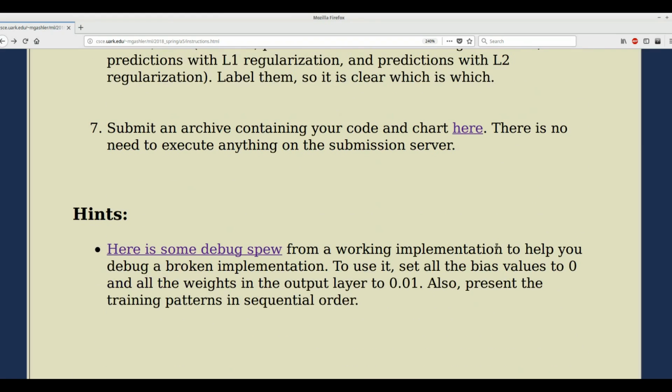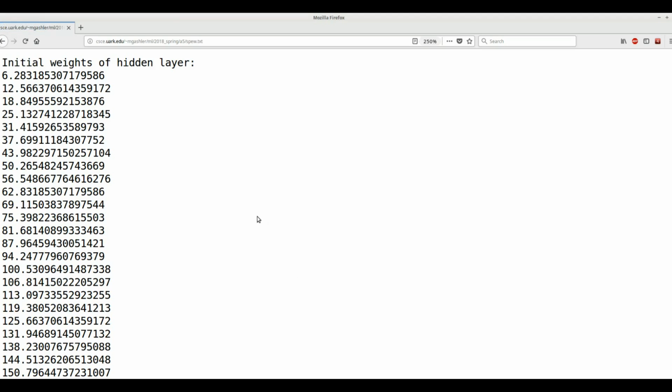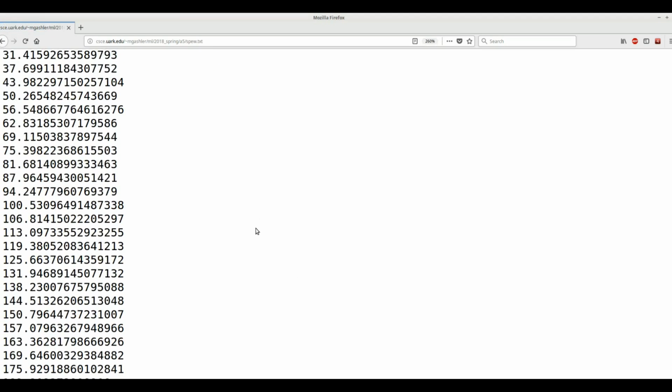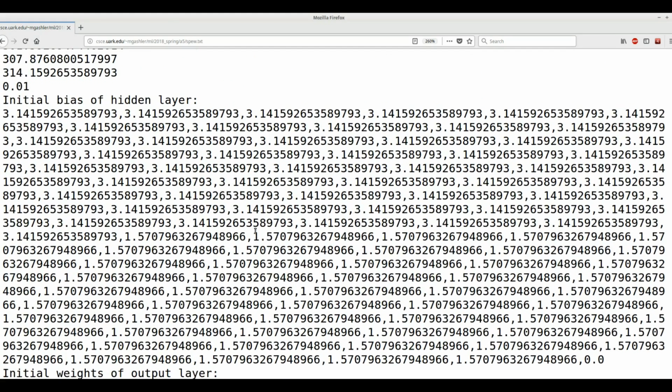Yeah? So I tried to go through the debug spew here at the bottom. One part of it that I don't understand even if I do it by hand. And that is the gradient for the end weight, like in the last layer.